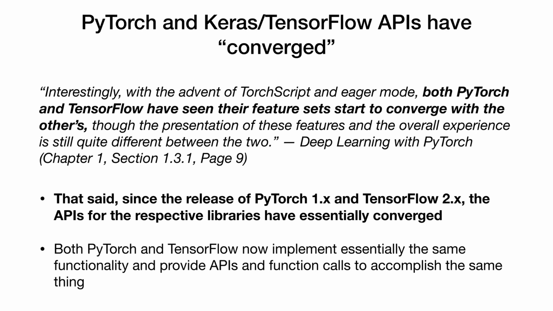But my point here is that PyTorch and TensorFlow have learned from both their users and from users of the other libraries. They've been on the GitHub threads, they've been in the community forums, they've seen what features have been requested. So now both PyTorch and TensorFlow implement essentially the same functionality and provide the same set of APIs, and they accomplish the same thing, but in different ways and different function calls. All of that functionality is there.